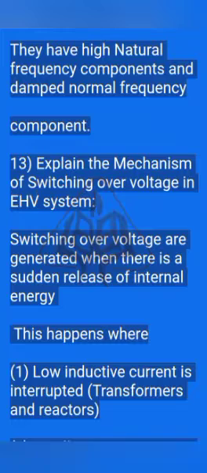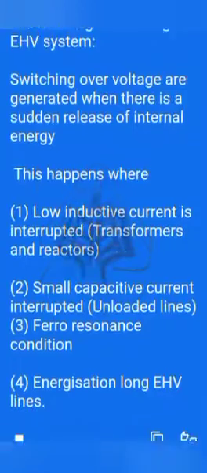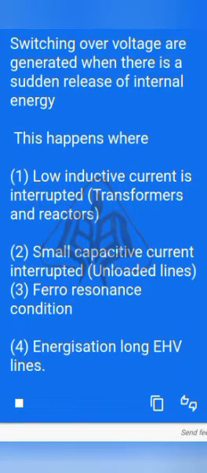13. Explain the mechanism of switching overvoltage in an EHV system. Switching overvoltages are generated when there is a sudden release of internal energy. This happens when: 1. Low inductive current is interrupted, in transformers and reactors. 2. Small capacitive current is interrupted, in unloaded lines. 3. Ferro-resonance condition. 4. Energization of long EHV lines.